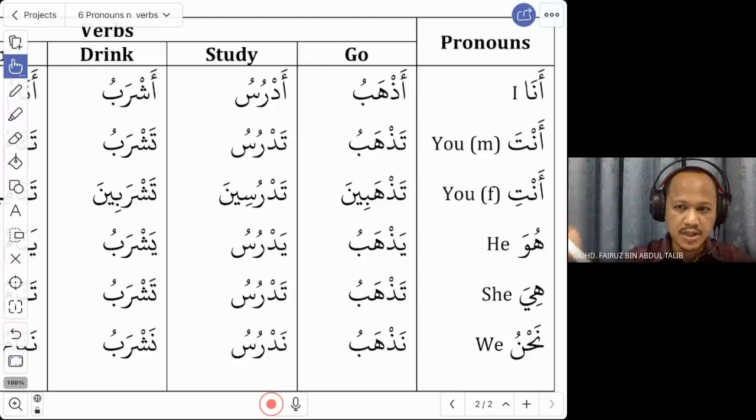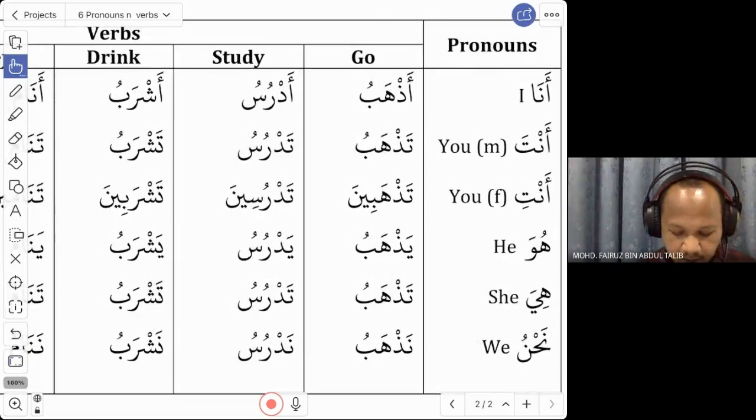Ana azhab, ana adrus. Please remember these verbs because you are going to use them in your video. You will have one individual video project where we will combine several lessons. You make a simple video recording about yourself using all these words. I will talk about that later when we have completed three lessons. So far, we are in the second lesson. Adrus, I study. So two verbs.